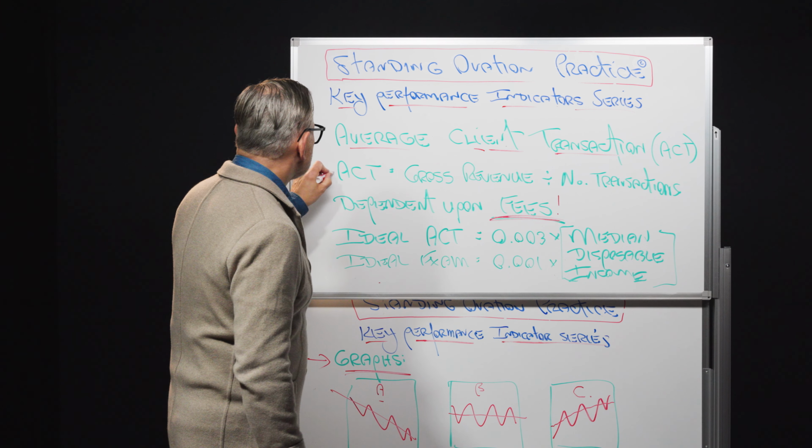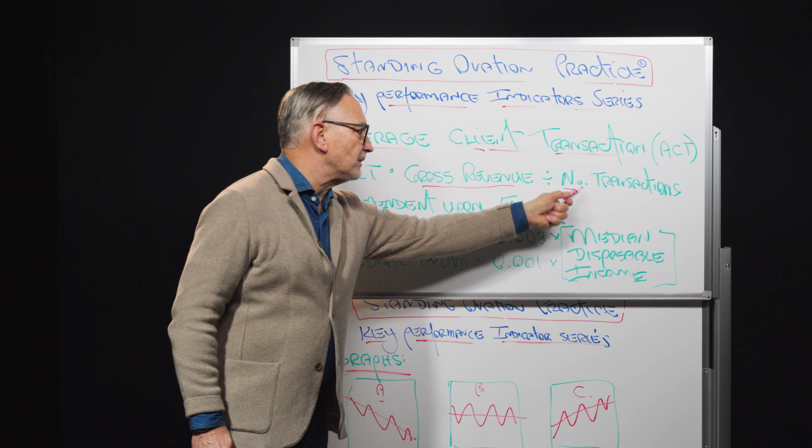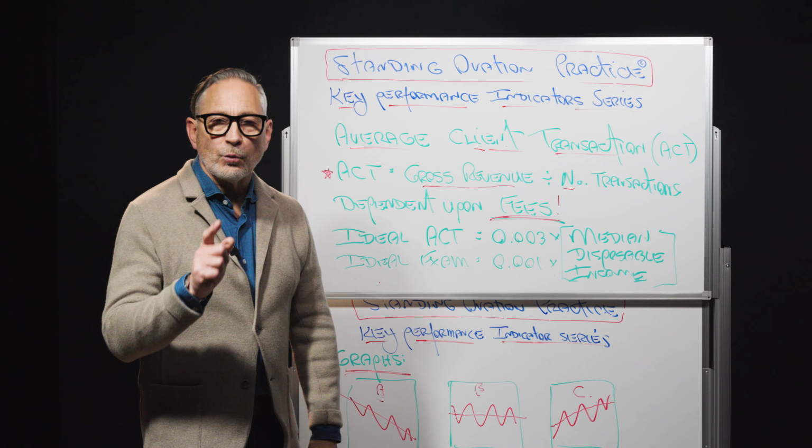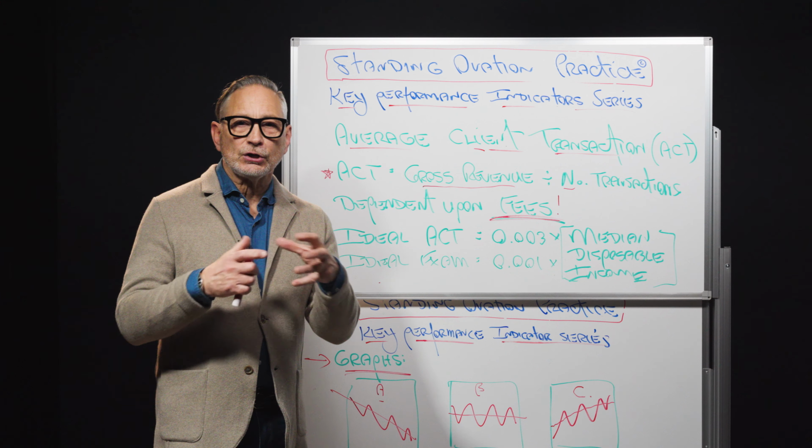Okay, so your ACT, your average client charge, is the gross revenue divided by the number of transactions on that weekly or 6-month check on your practice information system sales report. So you take the revenue and divide it by the number of transactions. The number of transactions could also be seen on a sales report as the number of invoices. It's a closed invoice.